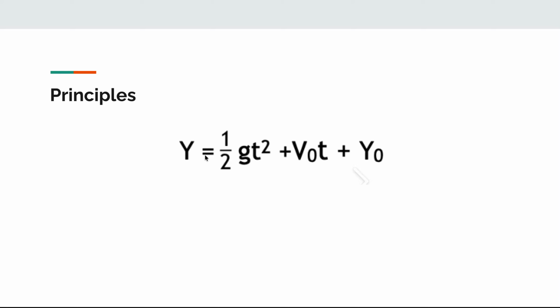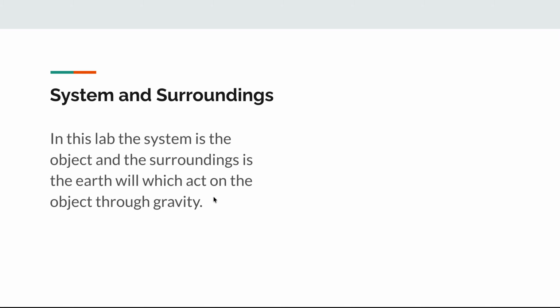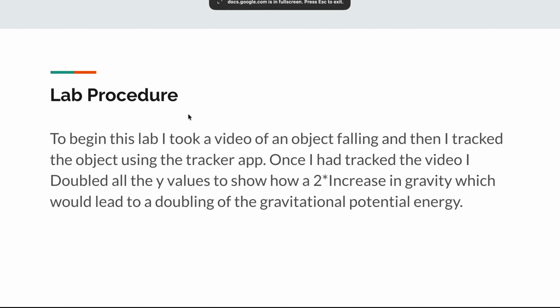So if we multiply the gravitational force by 2, we would need the initial height to also be multiplied by 2 if we wanted the objects to land on the ground at the same time. So in this lab, the system is the object and the surroundings is the Earth, which will act on the object through gravity. So the lab procedure.